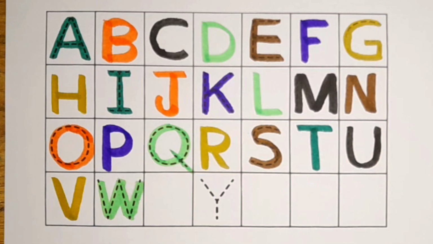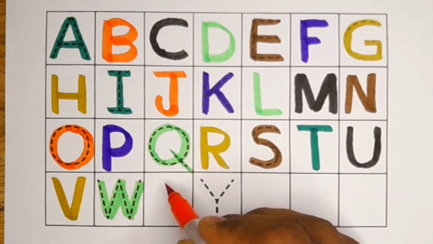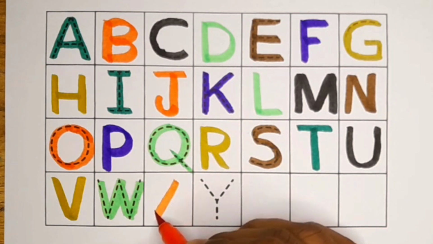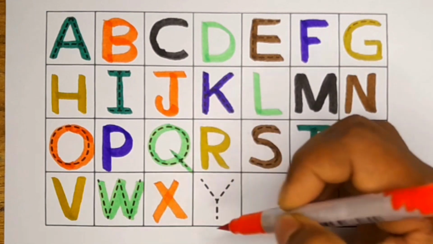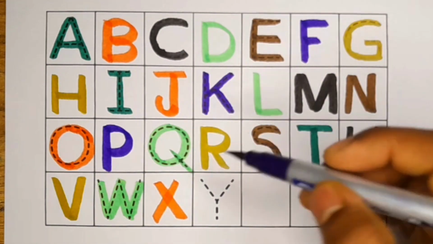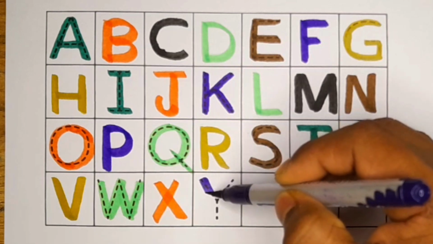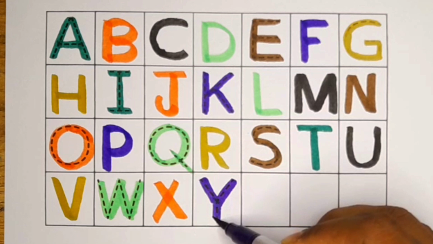W for watermelon. Orange color. This is orange color. Which color is this, kids? Orange color. X for xylophone. Purple color. This is purple color. Which color, kids? This is purple color.